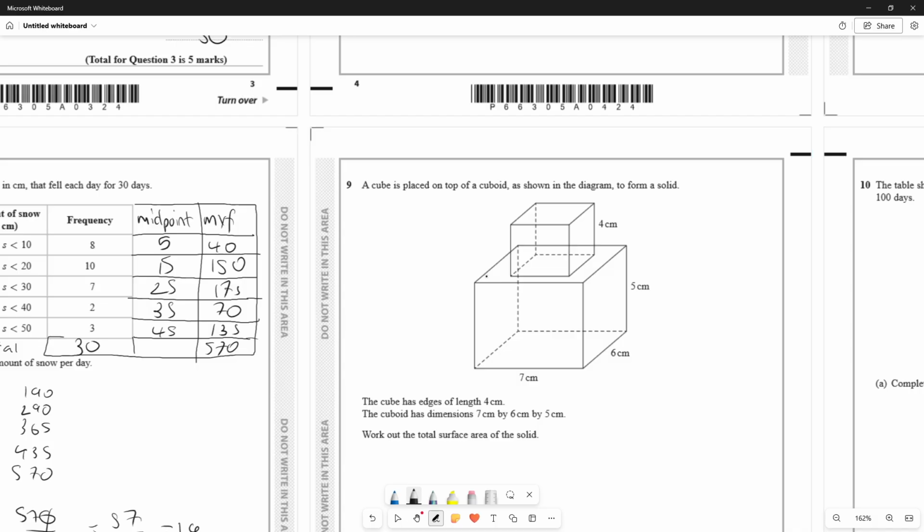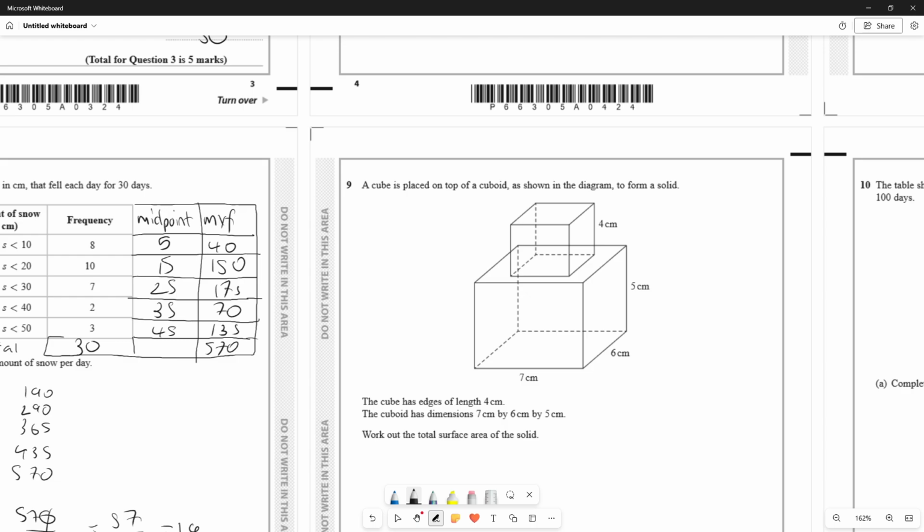Hopefully not too long. A cube is placed on a cuboid as shown in the diagram to form a solid. The cube has edges of length 4 centimeters. The cuboid has dimensions of 7 by 6 by 5 centimeters. Work out the total surface area of the solid. Now, a good general definition of surface area is the total area you could see on the exterior of a shape. So we can't include this little bottom base because if you had an object, you would not be able to see it.